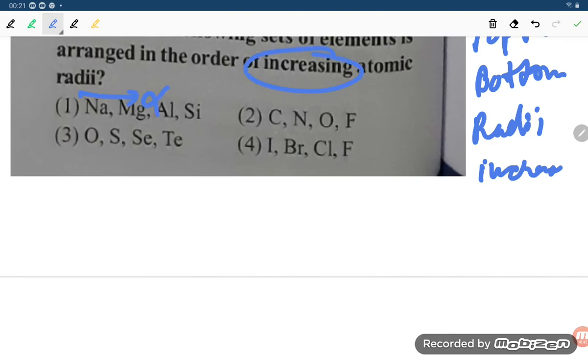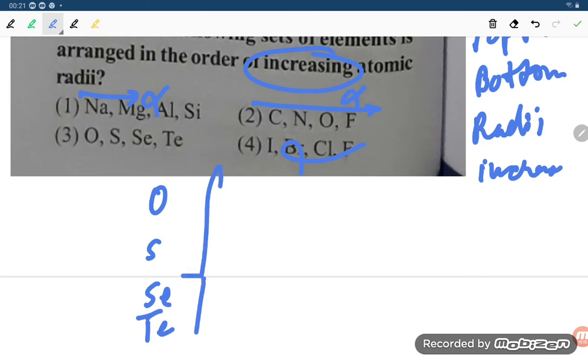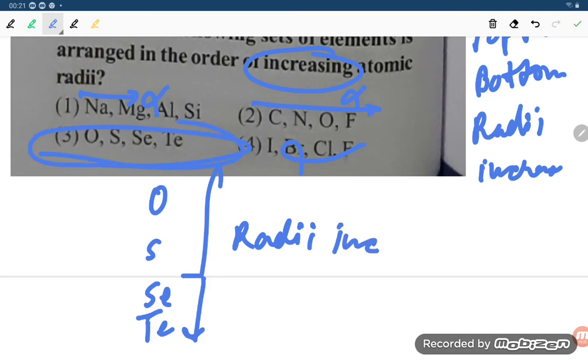So this is wrong. Carbon, nitrogen, again left to right, wrong. Iodine, bromine, this is also wrong. Oxygen, sulfur, selenium, tellurium. So this is top to bottom; if you are going down, radii increases, student. So correct option will be option number 3, student. Next question, let us move, student.